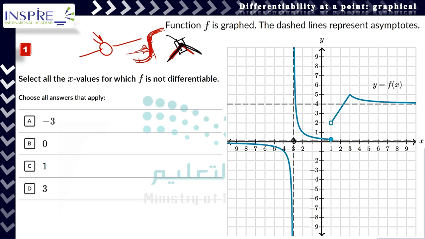We have the first point. The function is discontinuous at -3 and discontinuous at 1. So I'm sure that at -3 and at 1, it's not differentiable. What else? We have this part here. It looks very sharp for the function to go directly from a positive number to a negative number. So at 3, the function also is not differentiable. Next.